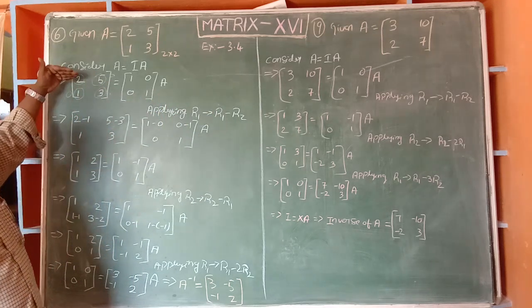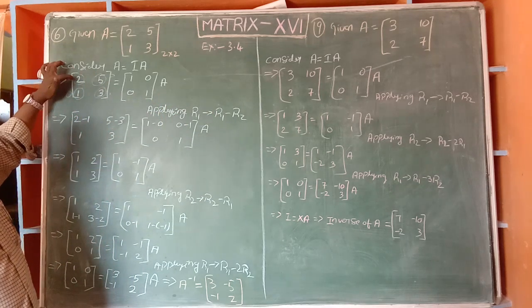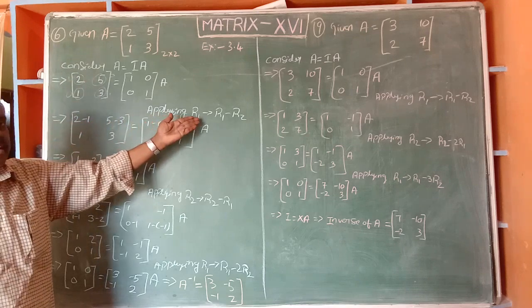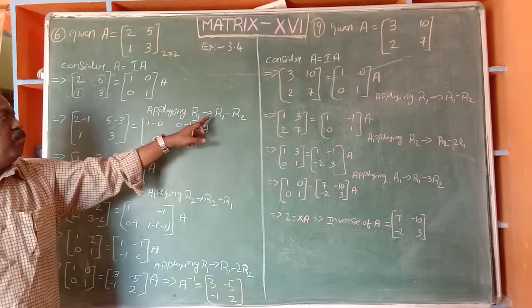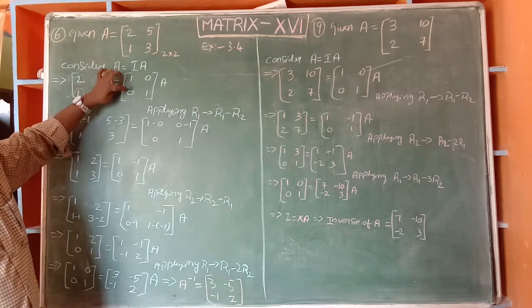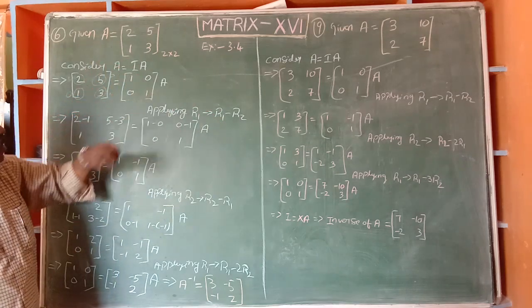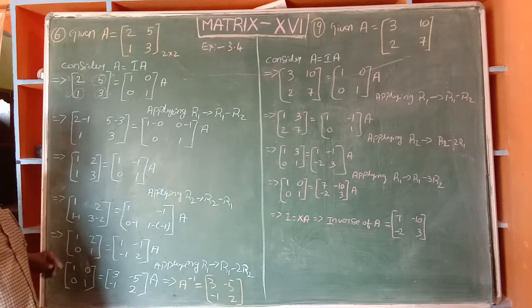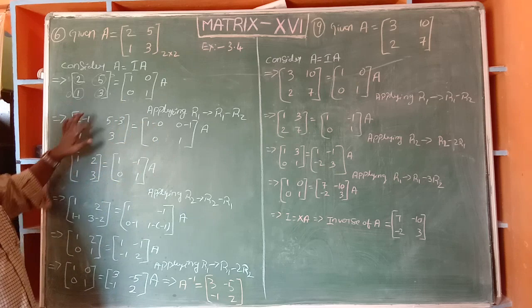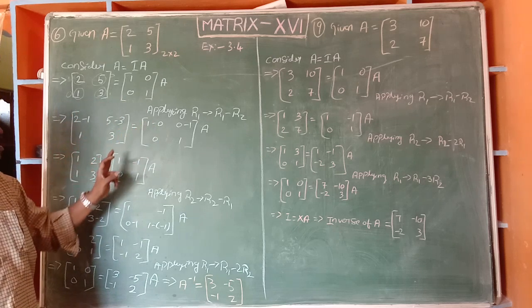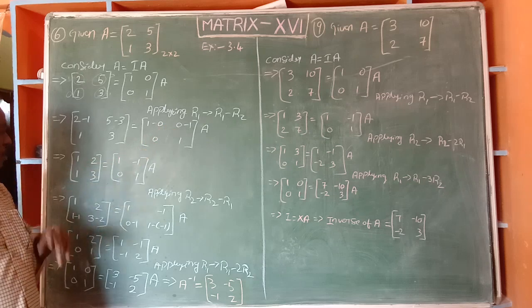So in order to get 1 here, 2 minus 1, 5 minus 3, that is applying R1 changes as R1 minus R2. Automatically here also 1 minus 0, 0 minus 1. And the second row as it is. Okay, now, right. 2 minus 1 is 1, 5 minus 3 is 2, and 1, 3 is there. Here is 1, minus 1, 0, 1.